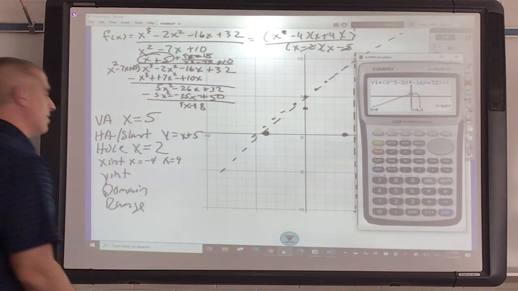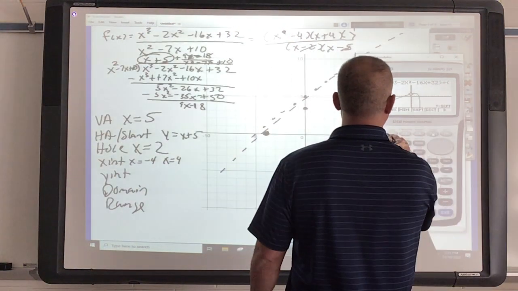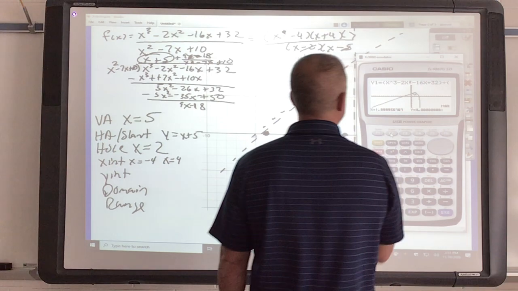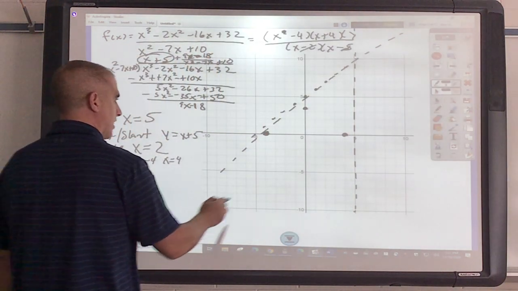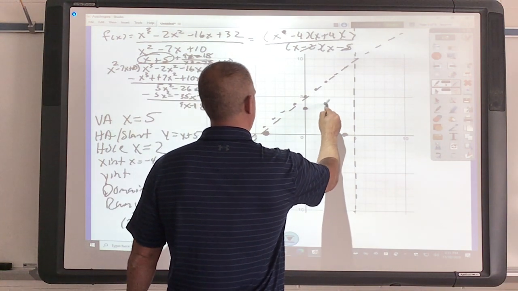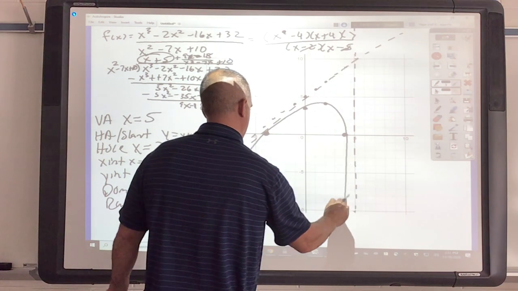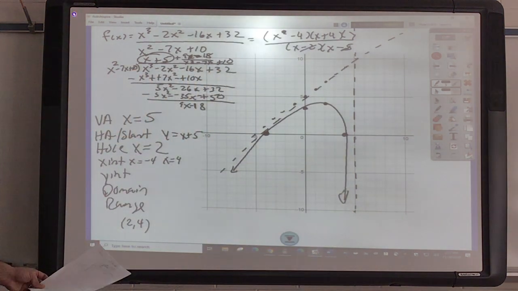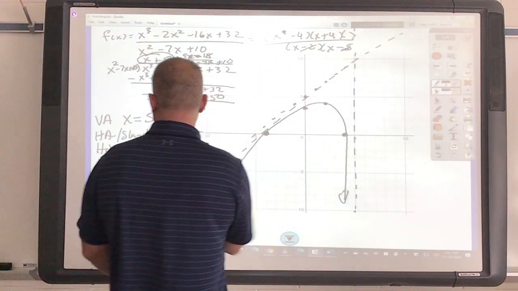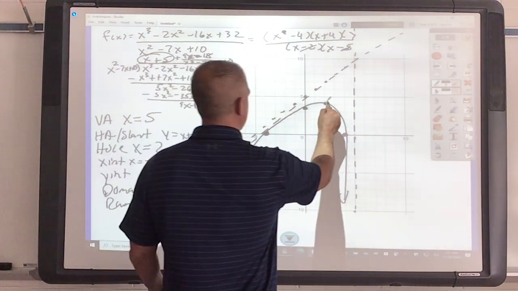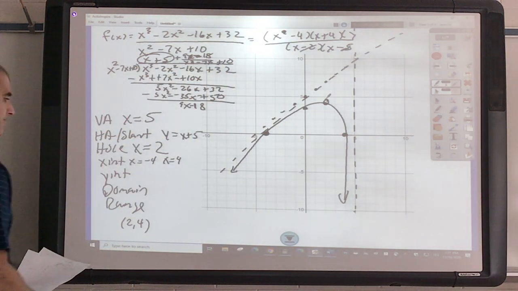Okay. I also want to look at the minimums and maximums. G-solve max. Okay, my maximum is basically (2, 4). So 2 over, 4 up. Okay, so this is what this picture would look like, keeping in mind that I have a hole at x equals 2, so about right here. Okay, all right.